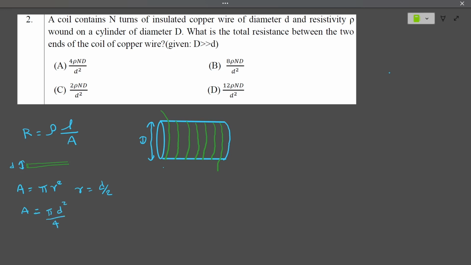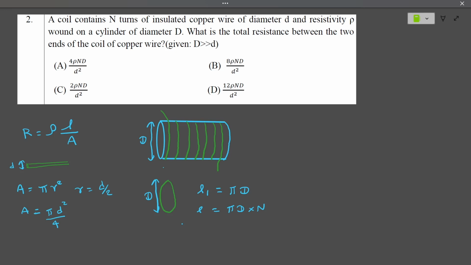Okay, next we have to find the length. Since the diameter of the wire is very small compared with the diameter of the cylinder, we can take the diameter of the loop equals capital D. The length of one loop equals the circumference of the loop, that is 2πr, which is πD, the circumference of the loop. Then the total length of the wire equals πD, the length of one loop, times capital N, since we have capital N turns.